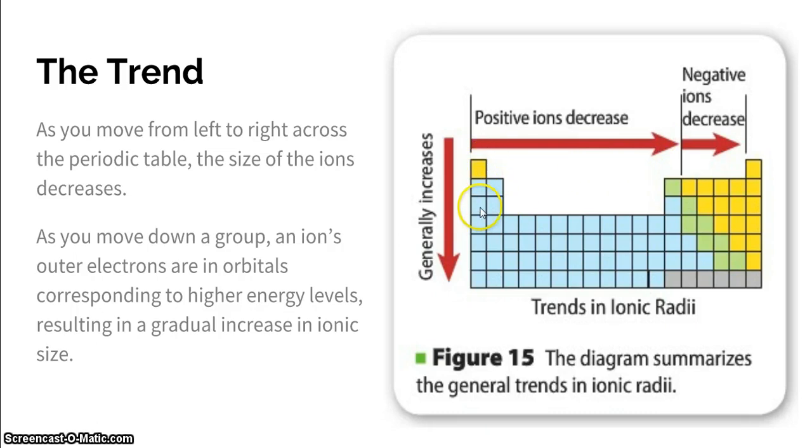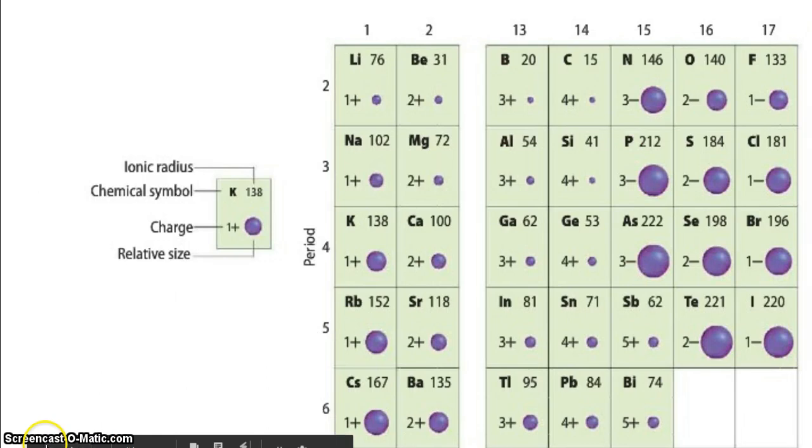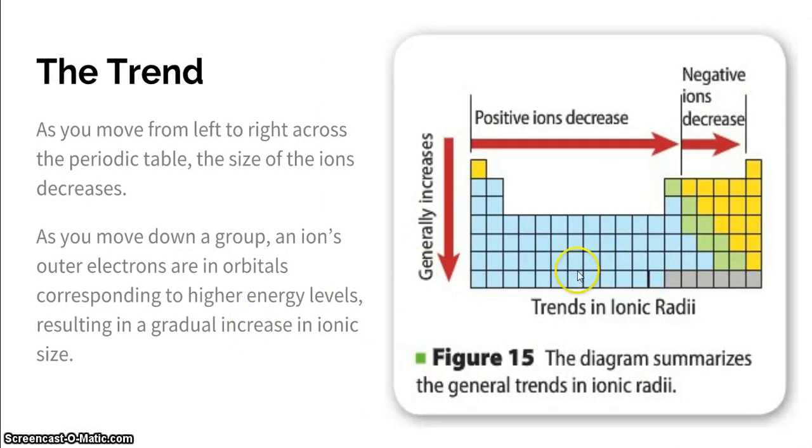And as you move down a group, because we're adding those extra energy levels, the size of the ions is going to increase. So if we go back, you can see the size of the ions increases as we go down the table, and the size of the ions decreases as we go across the table. So we can compare them in terms of their size by looking at where they are relative to each other on the periodic table. So here we go with our trend. Decrease in size as you go across, increase in size as you go down.